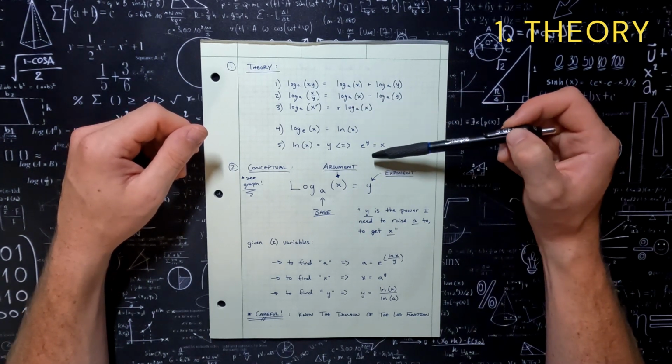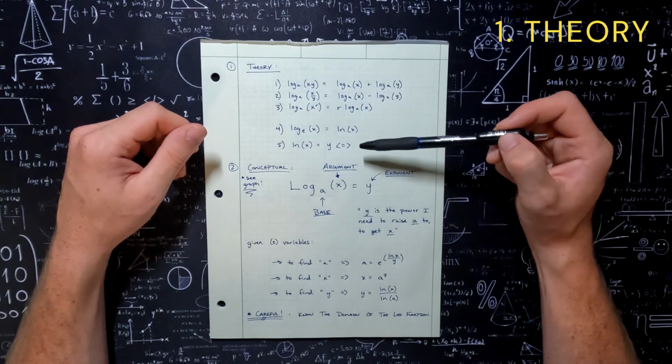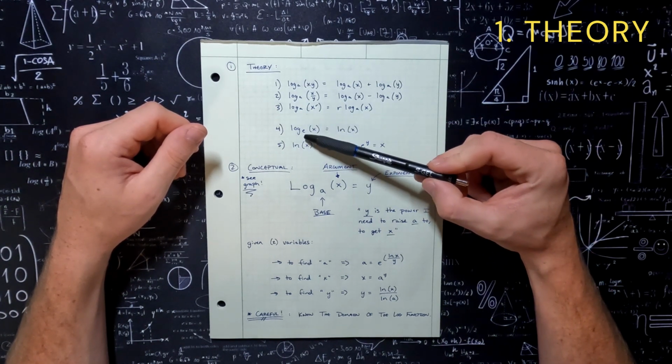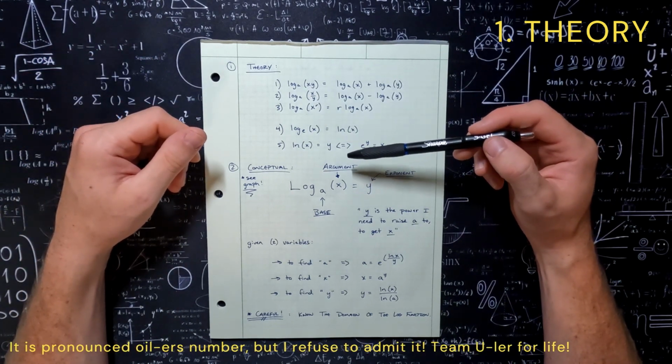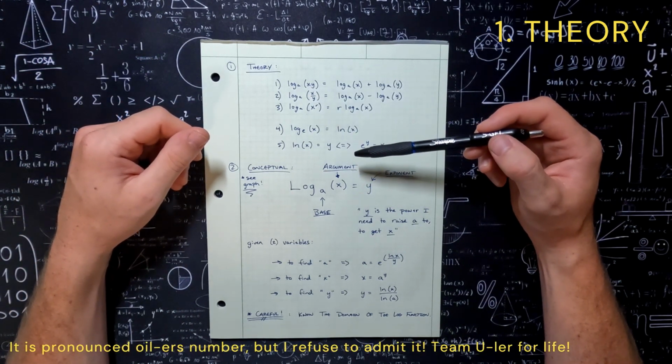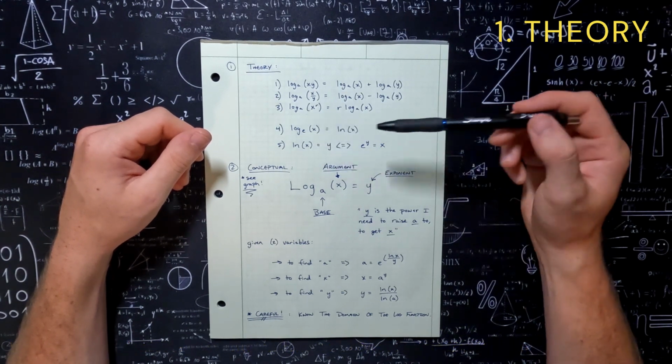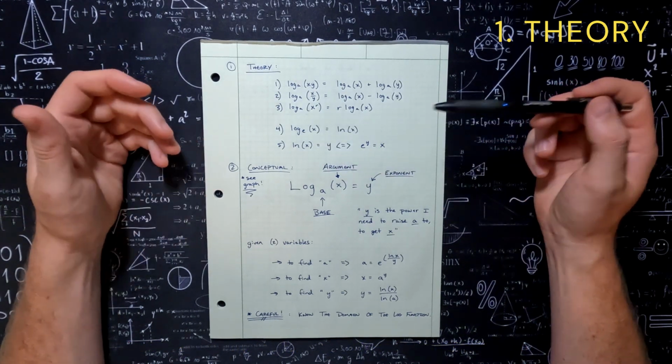We'll assume that the base is 10. But when we get down here, we have something a little bit different. We have log base e. And what is e? Well, e is Euler's number, depending on who you talk to. But I'm not going to go super in-depth about what e is in this video.